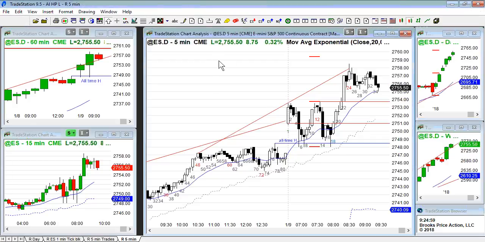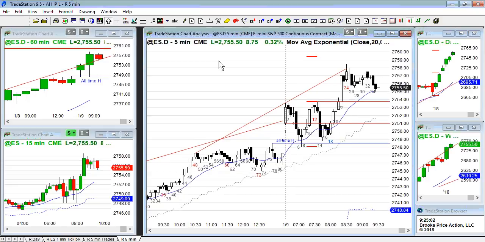We're in the buy zone. We're at the bottom of the trading range and at the moving average.